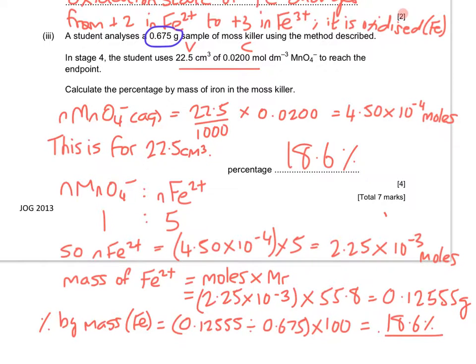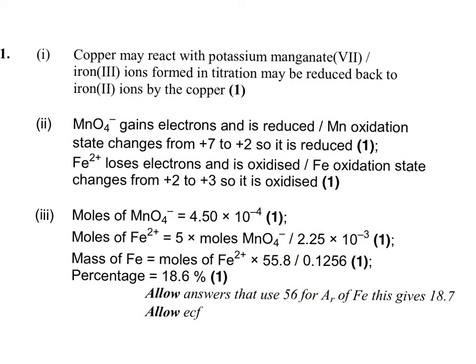So let's now have a quick look at the mark scheme to see how we fared against what they were expecting. We said one of the two possible things for the problem of having copper present, or leaving it there. We talked about what happens to manganese in terms of its oxidation state, and what happened to iron in terms of its oxidation state. We worked out the moles of manganate, multiplied that by 5 to get the moles of Fe2+ according to the balanced redox equation, and worked out the mass of iron using moles times Mr. Then we worked out the percentage using the 0.675 grams we were told in the question.